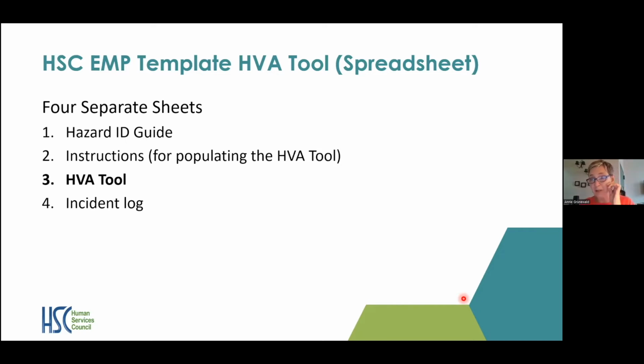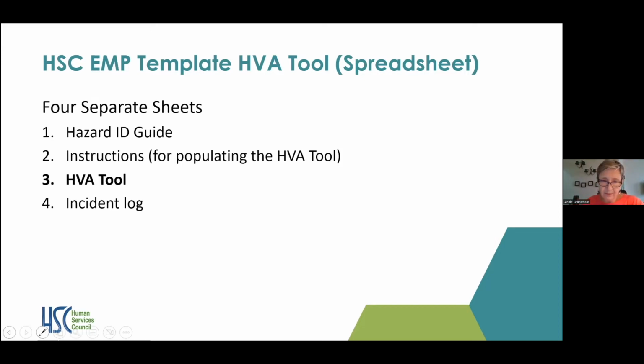Okay, so an introduction. We're going to actually pull up the tool in a minute and look at it, but to give you a sense, there are four separate sheets. The tool itself is on tab 3. And then there are three other sheets. One helps you decide, the hazard ID guide: what kind of hazards should I put on my sheet? Then there are instructions. There's going to be a lot of columns on this sheet, and these are instructions for how to populate those columns. And then finally, there's an incident log that we'll look at in a moment.